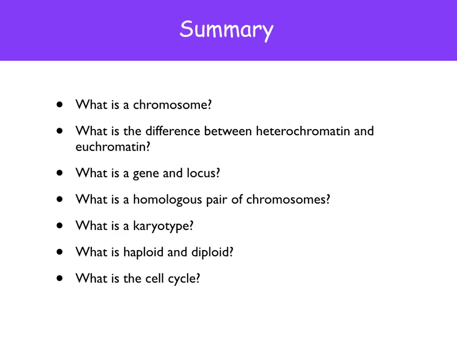And then we looked at the cell cycle. So the cell cycle is the complete sequence of events that takes place from one cell division to the next. And you've got 3 phases. Can you remember what those are? You've got interphase, nuclear division, and cell division, which is also called cytokinesis.